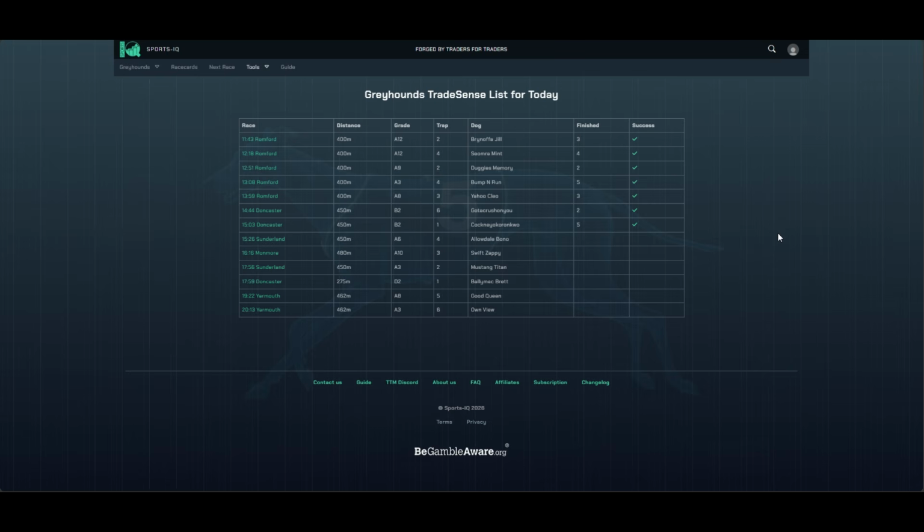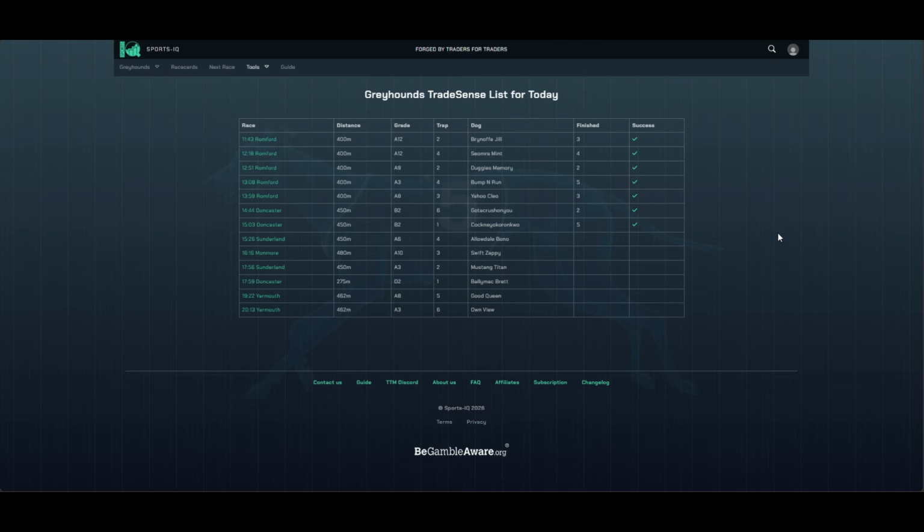The success column then tells us whether the selection achieved the TradeSense objective. The important thing is that the result is tracked. Every selection, every day, no exceptions. Because if you're going to evaluate a system properly, you need to see the winners and the losers, the good days and the bad days, not just the screenshots that make everyone look like a genius.